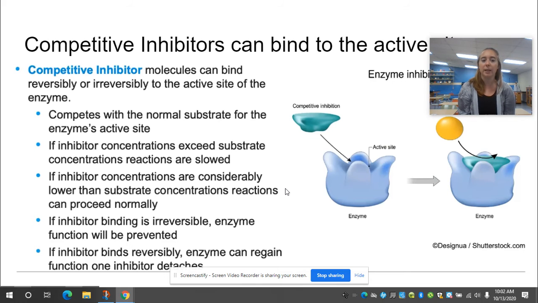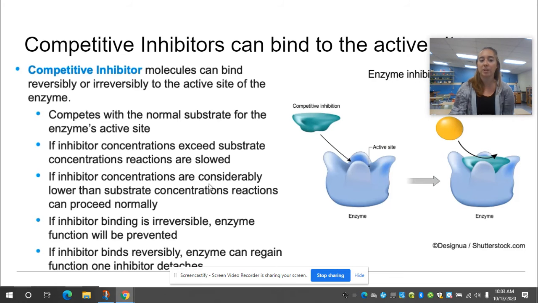Competitive inhibitors are going to bind to our enzyme, and it could be reversible or irreversible in this case. What's going to happen is it's going to compete with the normal substrate for that active site. So it's like a fight here. This competitive inhibitor can fit into this active site, but so can our substrate. Whoever gets here first gets it. If our competitive inhibitor takes all the enzymes up, your substrate no longer can bind to that particular enzyme and the reaction can't go faster. So if there are more inhibitors than substrate, our reaction is going to slow.